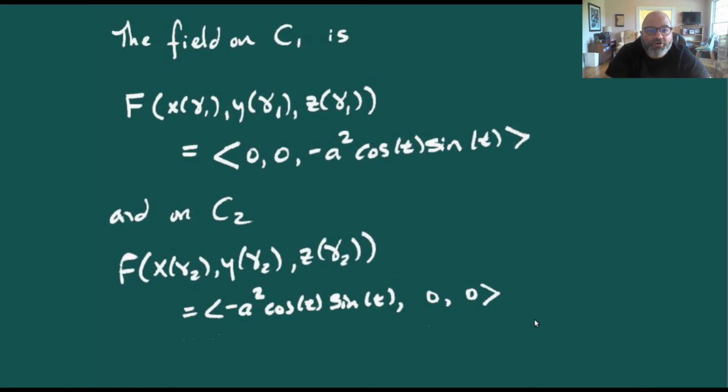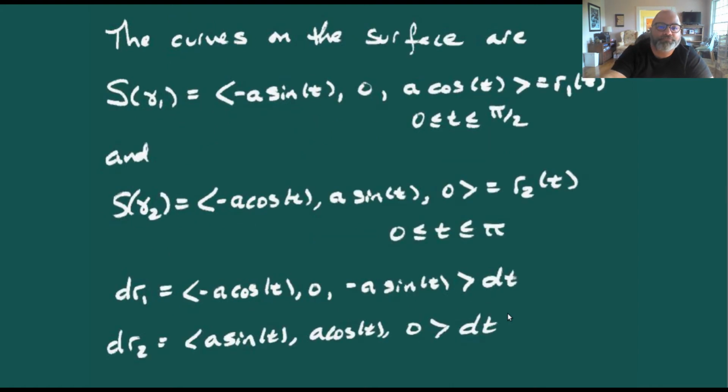On our curve C1, we take those values and plug them into the x, y, and z values with which we parameterized our surface. Again, check out video part 2 if you can't remember what those are. This gives us a vector field that looks like this. On C2, if we do the same thing, we get a vector field with this expression.